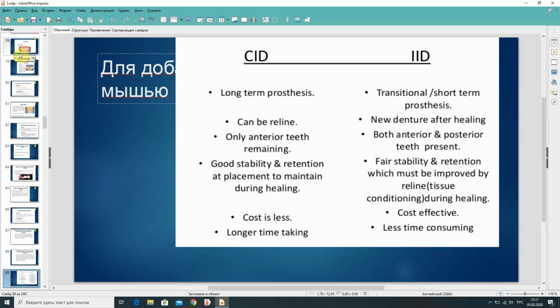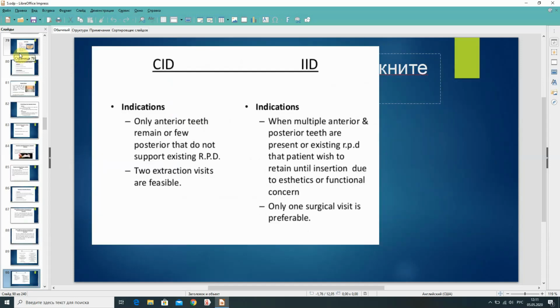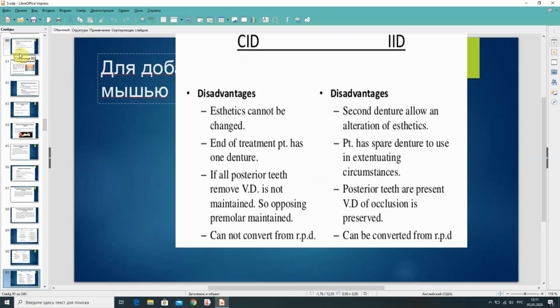CID, IID. CID, IID indications. CID, IID disadvantages.